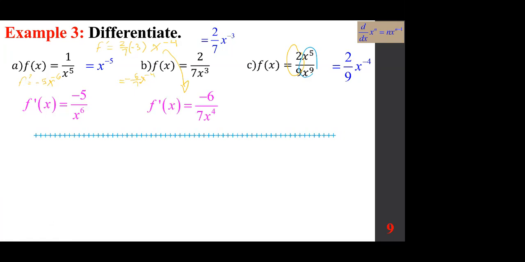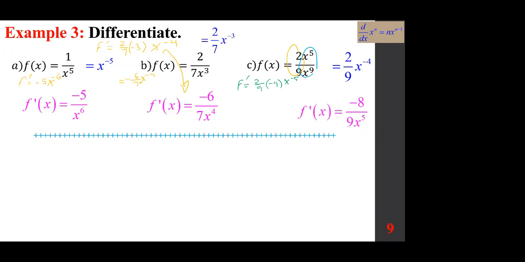Meaning, let's write the f prime at the bottom. Let me use a different color. So therefore, f prime becomes 2/9 times -4 x to the power of negative 5, which is negative 8 over 9. Okay, class? Now, negative 8 over 9 and x to the power of minus 5 goes down. It becomes x to the power of positive 5. So I hope everybody's okay with that.